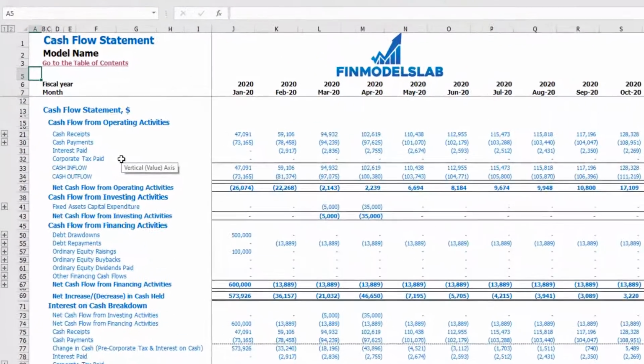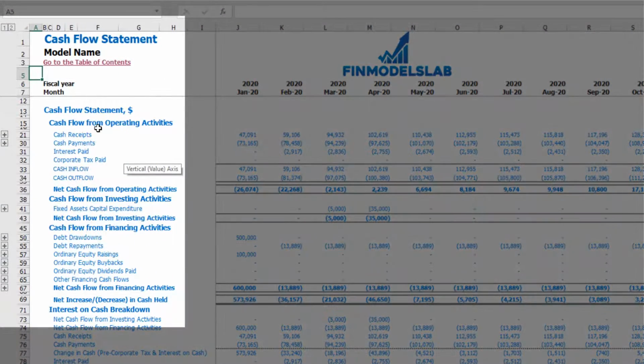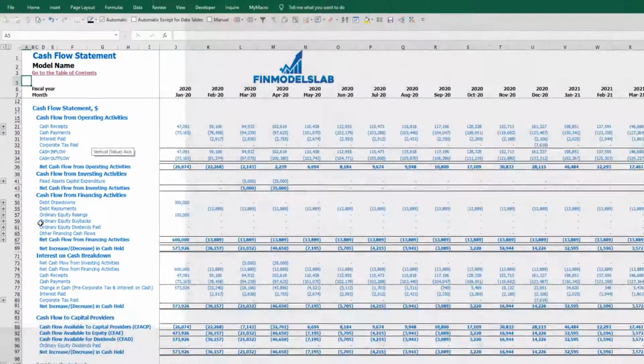On the cash flow statement you will find cash flow from operating expenses, cash flow from investing expenses, and cash flow from financing expenses, broken down by its subcategories.